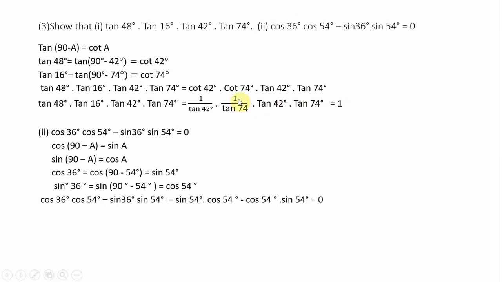Now coming to your second one, cos 36 degrees, cos 54 degrees minus sin 36 degrees, sin 54 degrees. You have to show it as 1. Now first cos is there, so I have taken cos. Cos 90 minus A is equal to sin A. Similarly, here when 4 terms are there with the product form, one from here and one from here have to be converted. So cos 90 minus A becomes sin A and sin 90 minus A becomes cos A. These are the two formulas we apply here.